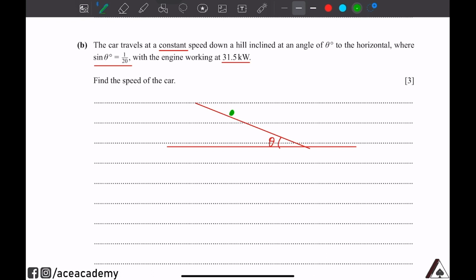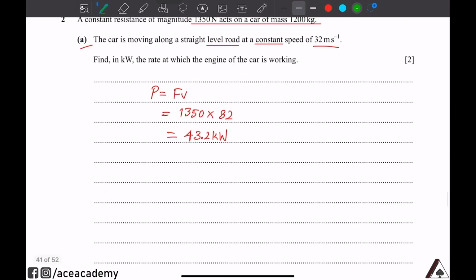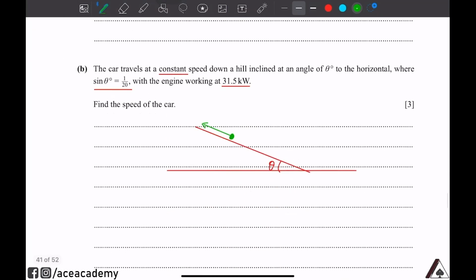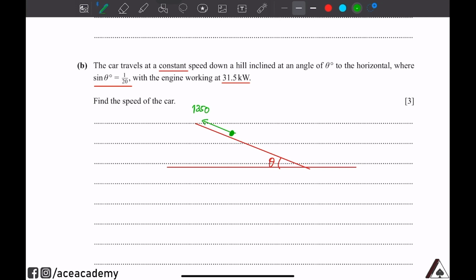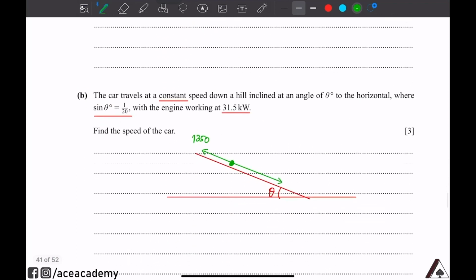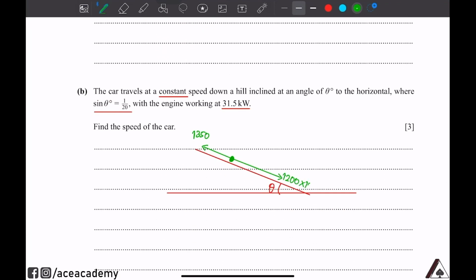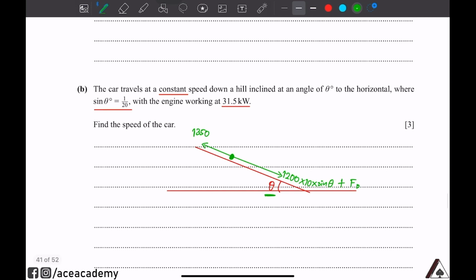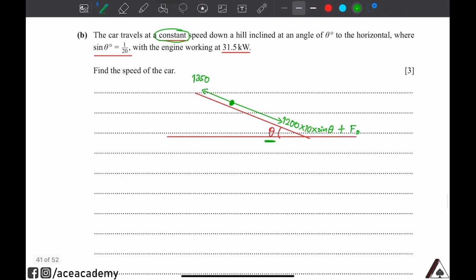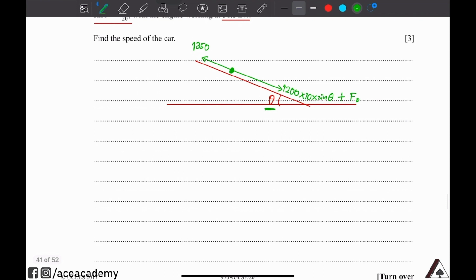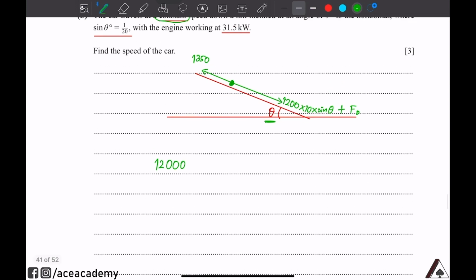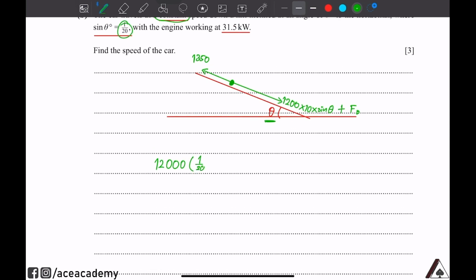If you remember the resistance force from earlier, we have 1350 in this direction. In this direction, we have the weight component, which is mass times g times sine of theta. Mass is 1200 kilograms, so 1200 times 10 times sine of theta, this angle right here, theta. And also the driving force. Since it's moving at a constant speed, the forces balance. So 1200 times 10 is 12,000, and sine of theta is given to be 1 over 20, plus the driving force.